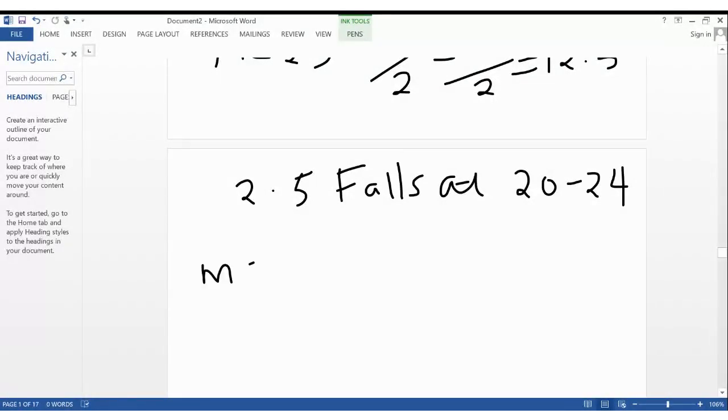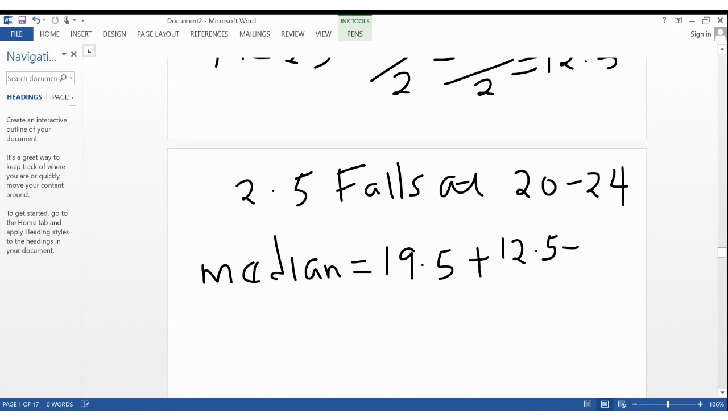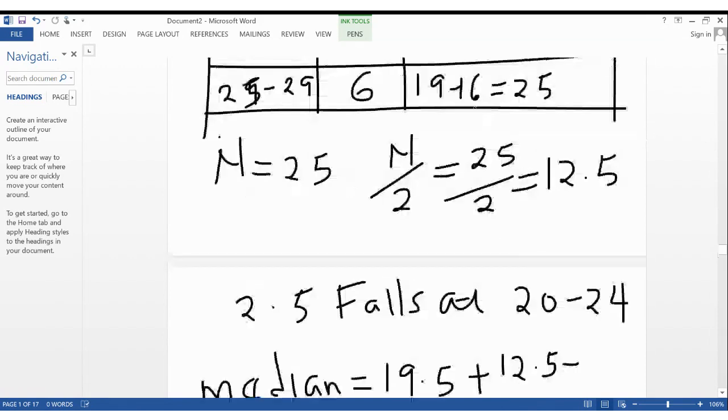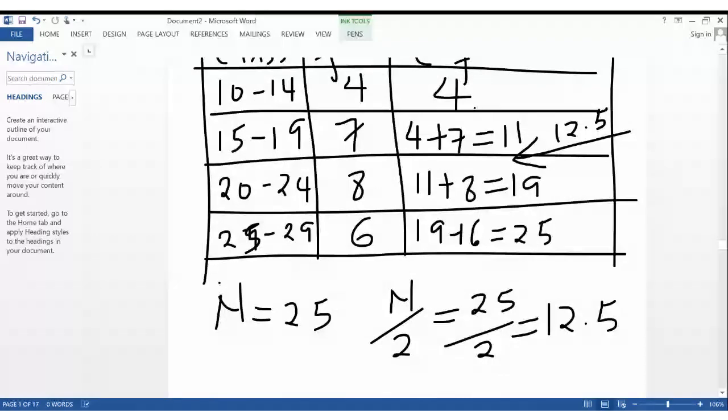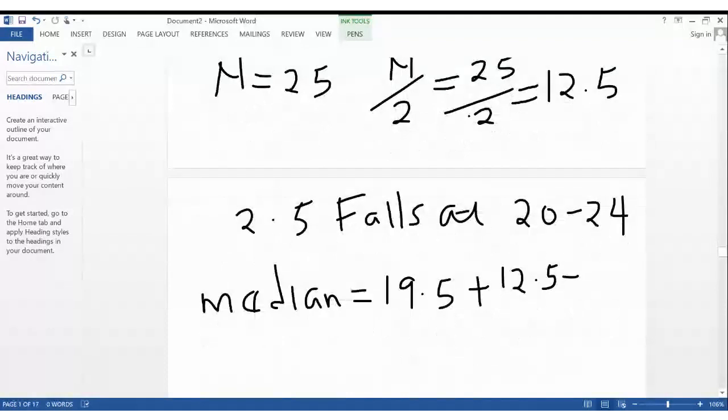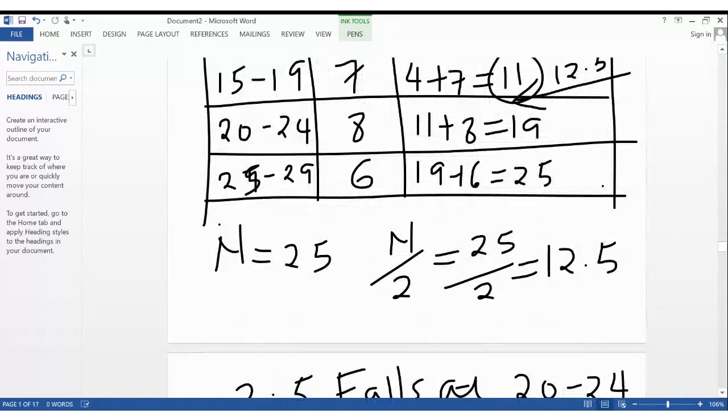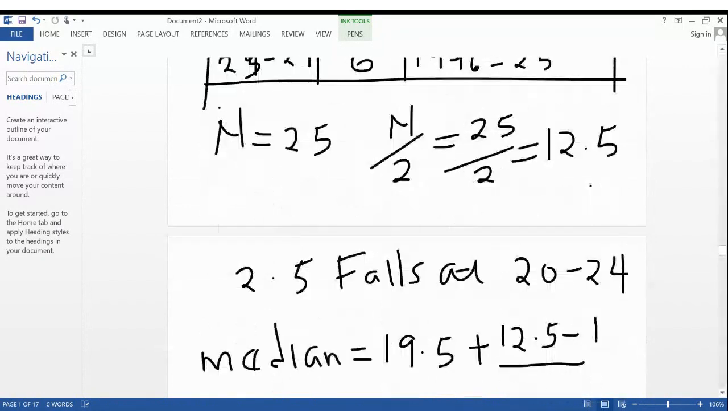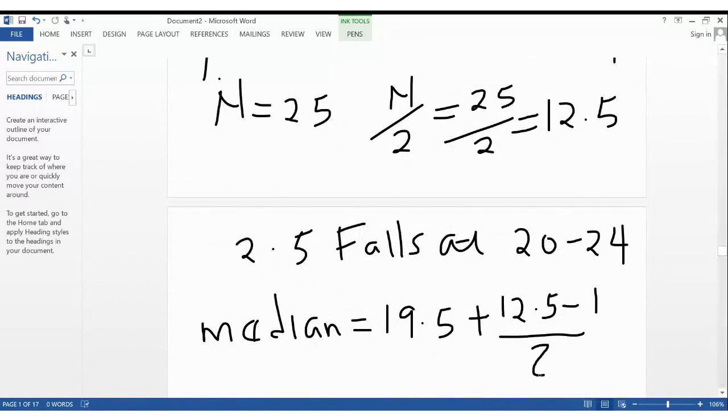So the median will be given by our L, the lower class boundary, that is 19.5, plus N over 2, which is 12.5, minus the cumulative frequency before. So we shall consider 11 before. It has to be before. We just need to know how many steps we are moving over the frequency. The class 20 to 24 has a frequency of 8, and then we multiply with our class width, which is 5.